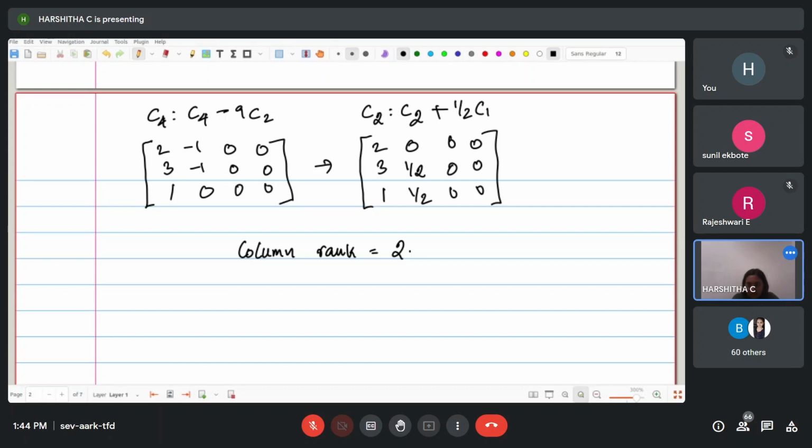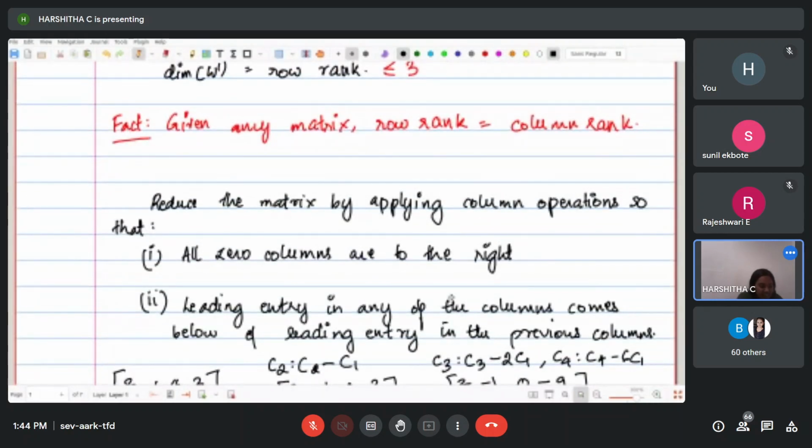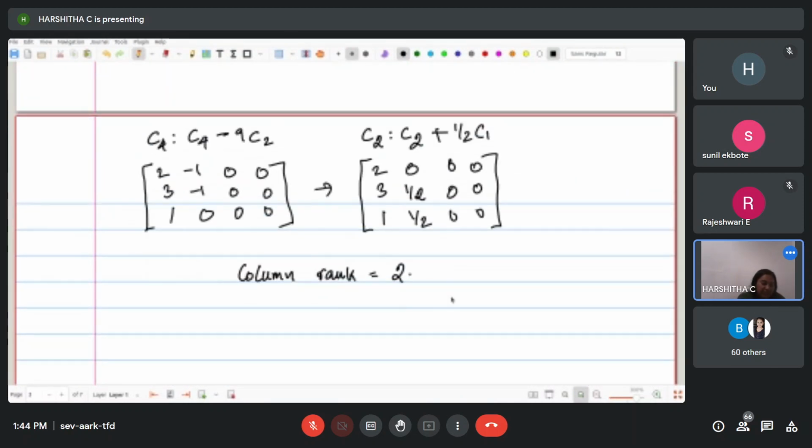Any questions? Hello, ma'am. Is there any other method to find out the rank, column rank, without operating this lengthy process? Shortcut method? That's why I said, since column rank equals row rank, you can actually just do the row operations also. But without doing any of the operations, I'm not sure.